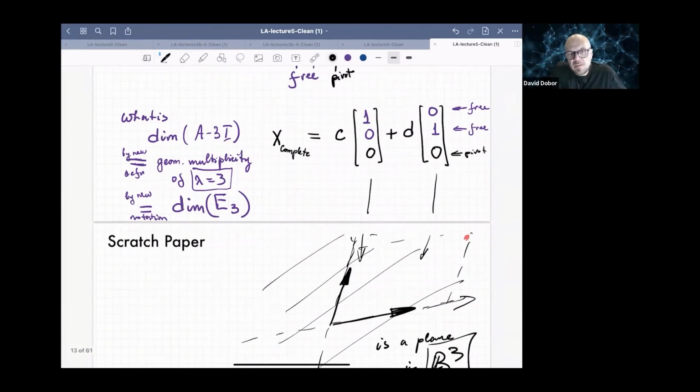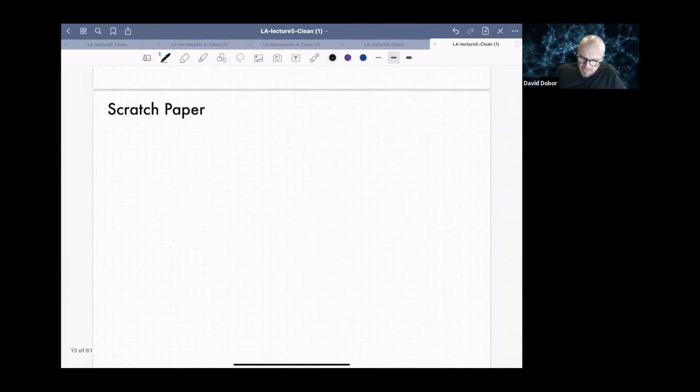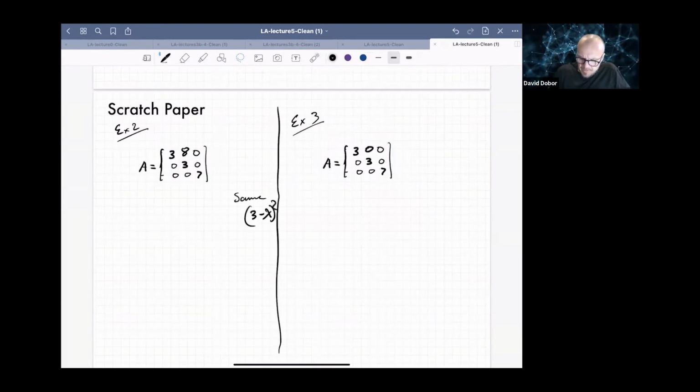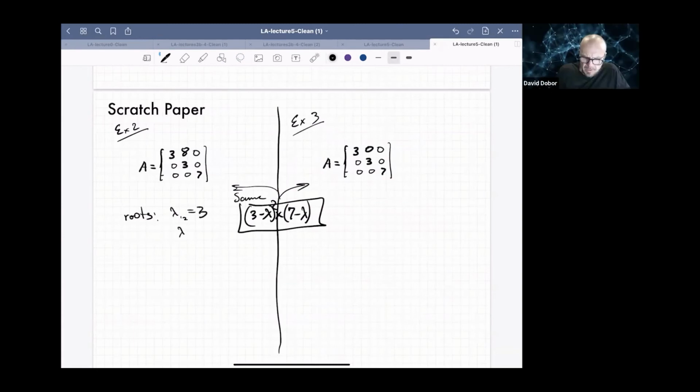Let me recap for a moment. So here's what we had. In example 2, we had this matrix with an 8 here. In example 3, we had this matrix here with a 0. Both have the same characteristic polynomial: (3 minus lambda) squared times (7 minus lambda). The characteristic polynomial is the same for both, so the roots are the same: lambda 1 equals 3, lambda 2 equals 3, and lambda 3 equals 7.